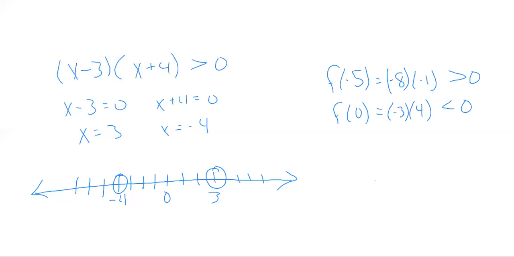Then I pick one to the right of 3. So f of 4. 4 minus 3 is 1. Times 4 plus 4 is 8. It is greater than 0.